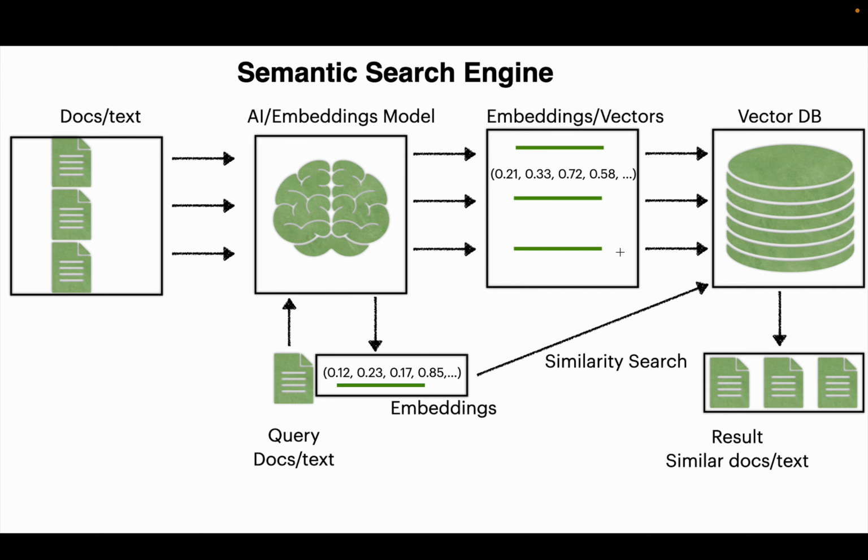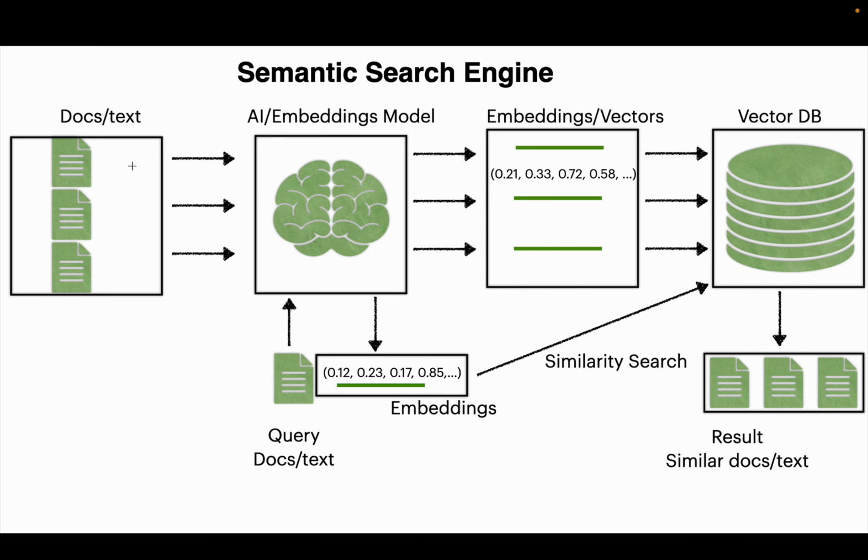Hello friends, in this video we will build a semantic search engine. Now let's imagine we have a bunch of documents like these, here are some Wikipedia articles, and we would like to search for a topic. So we would like to find all the articles which contain information about that particular topic.